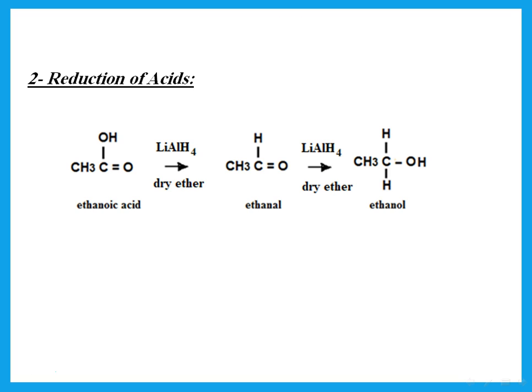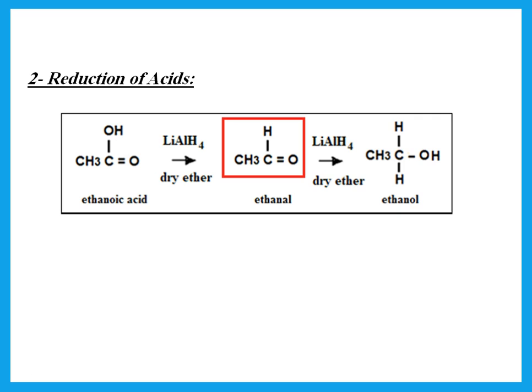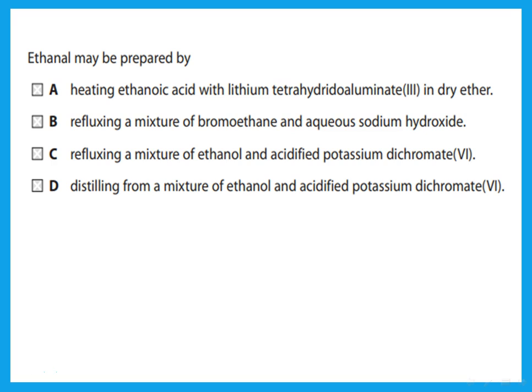Or I can get the aldehyde by reduction of an acid. So if I have an acid, I can react it with lithium aluminium hydride in dry ether. So the reagent is lithium aluminium hydride in dry ether, which will change the acid to an aldehyde, and further reduction will give an alcohol. This aldehyde is then obtained by reduction of an acid, and the reagent is lithium aluminium hydride in dry ether.